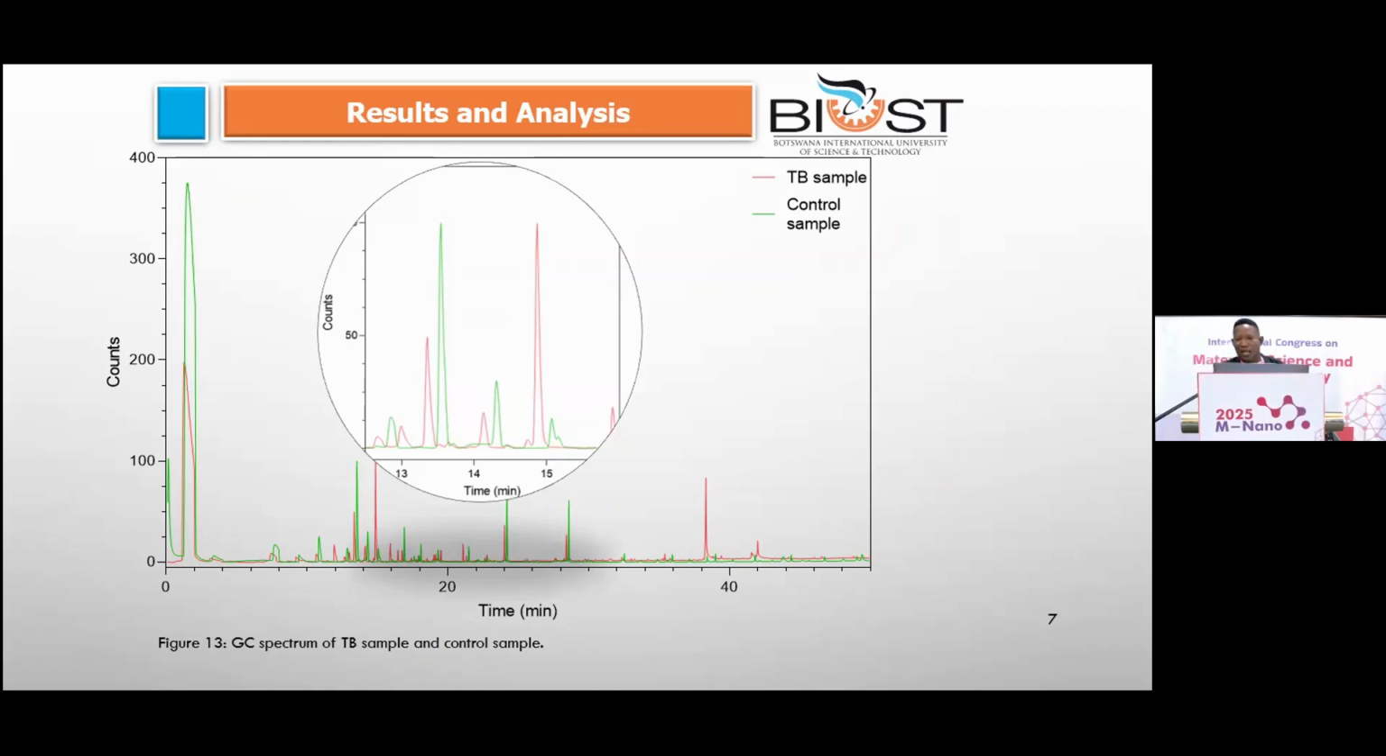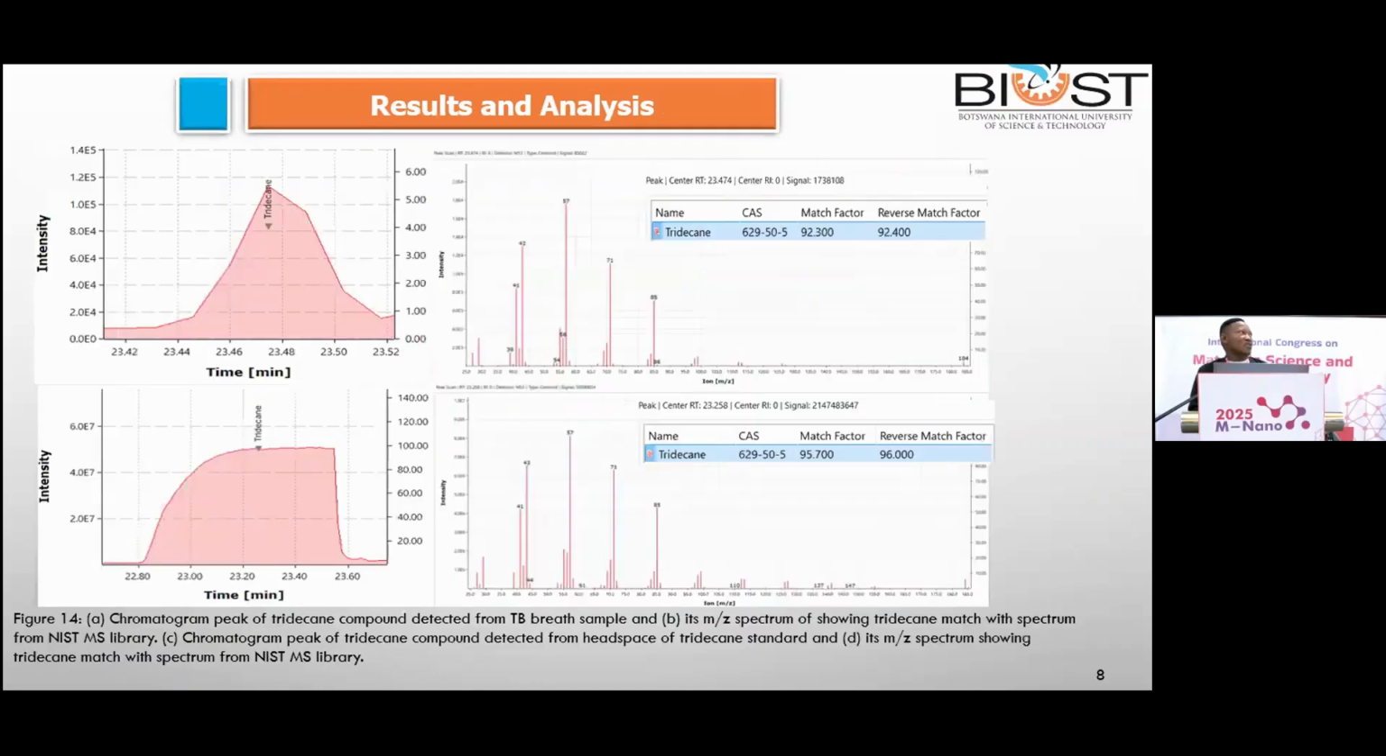So this shows that there's a difference in the breath profiles of TB patients and the controls. Now, in order to identify these compounds, a peak is selected and then its mass-to-charge spectrum is compared with the one in the NIST library database. In this case, we had a peak from the breath sample which matches tridecane in the NIST library database by 92%. So this is an excellent match.